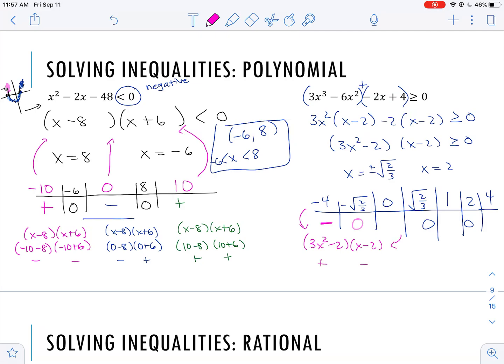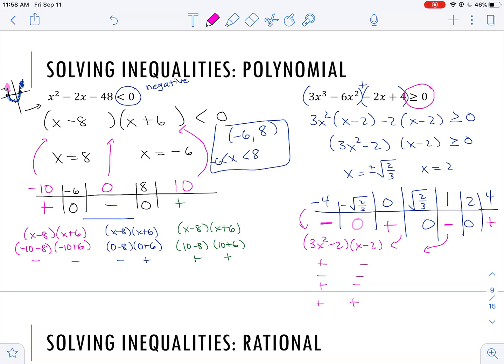If I plug in 0 into both of these, I would get a negative and a negative. So this would generate positive answers. If I plug in 1 into both of those parentheses, I would get a positive answer and a negative answer. So this would generate negative answers. And if I plug in 4 into both of those parentheses, I'd get a positive and a positive, and a positive times a positive is positive. So those would be what would happen on the graph.